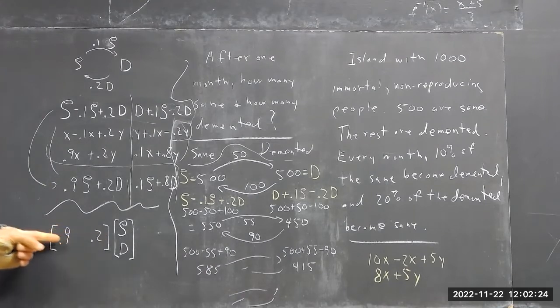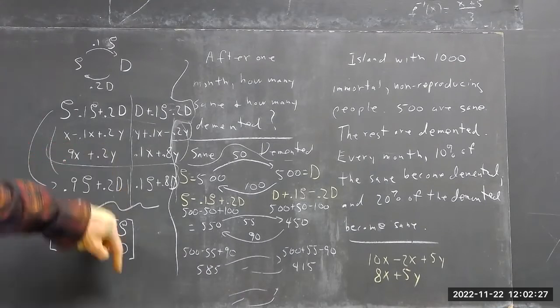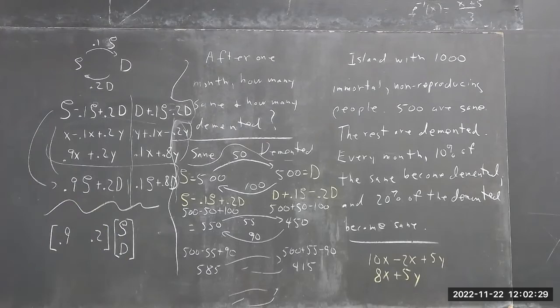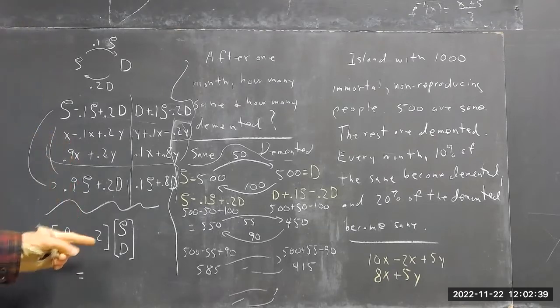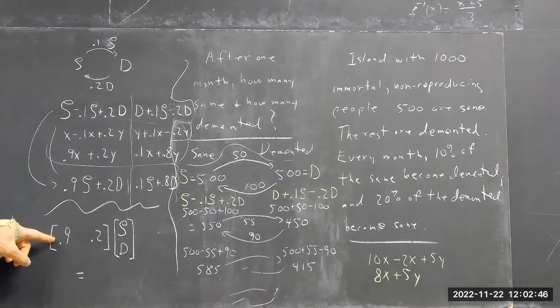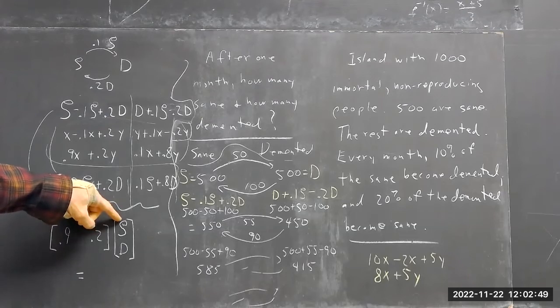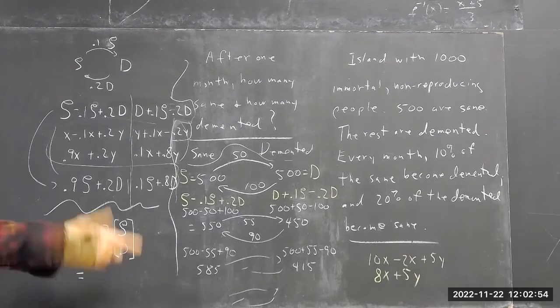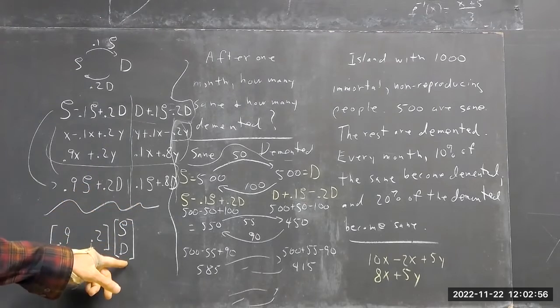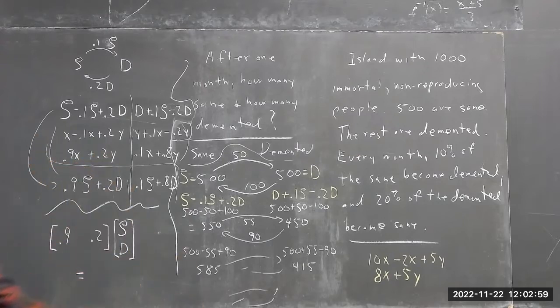This is, I'm going to call it, a row vector, and this is a column vector. When we multiply a row by a column, the rule is very simple. We multiply the first number in the row by the first number in the column, and we multiply the second number in the row by the second number in the column. Match up the first numbers, match up the second numbers, and add those products.